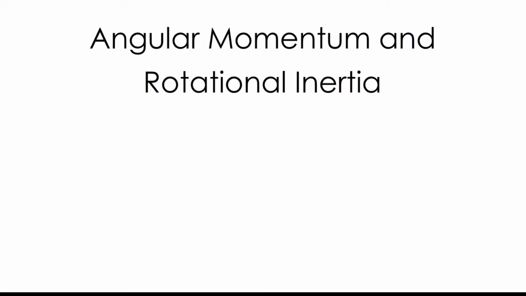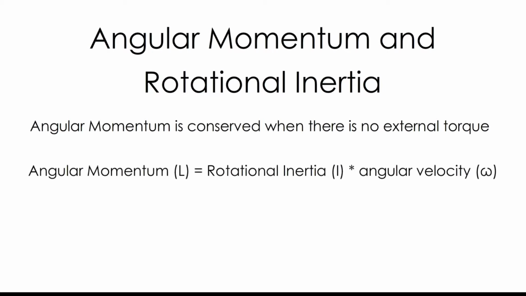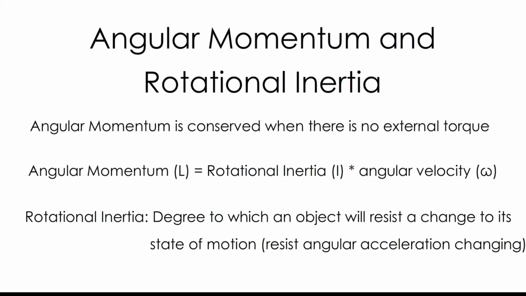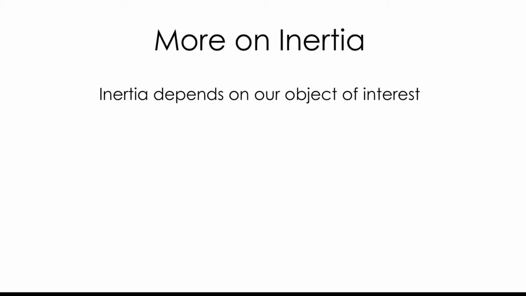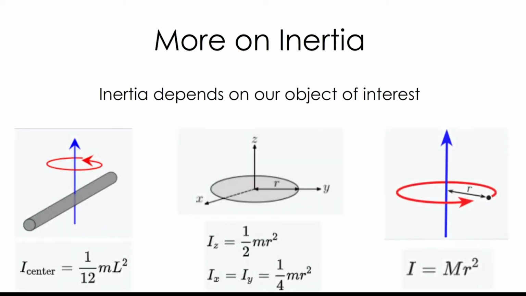Momentum quantifies the motion of a mass. Like linear momentum, angular momentum is conserved, meaning without any external forces acting on the system, angular momentum is constant. Rather than p equals mv for linear momentum, the formula for angular momentum is L equals I omega, where I equals inertia, the degree to which an object will resist angular acceleration, and omega is your angular velocity. There are many different formulas for inertia, but they all depend on some measure of the object's distance from the axis of rotation. This could be a rod's length, a disk's radius, or a point mass's distance from the center.